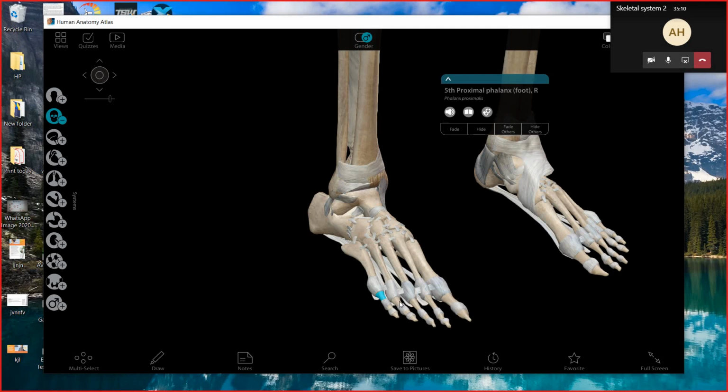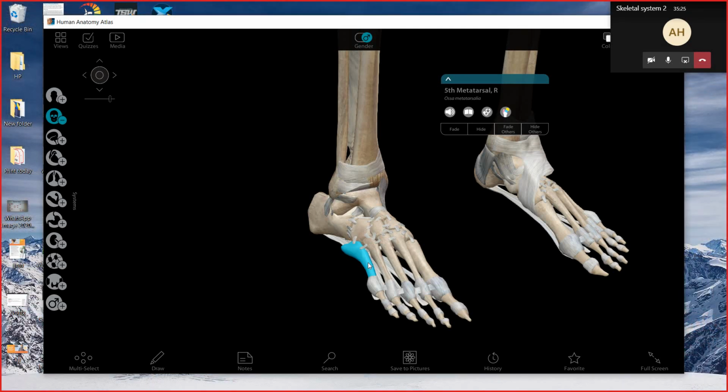The phalanx here is the same as in our hand. But here this is called metatarsal. In our hand it's called metacarpal, but in the feet it's called metatarsal. And then back here, we have the tarsal bones.